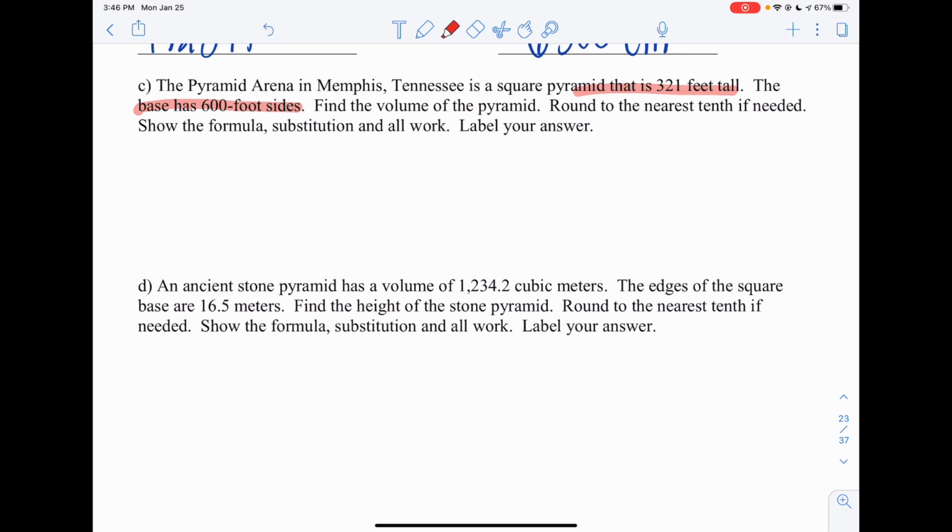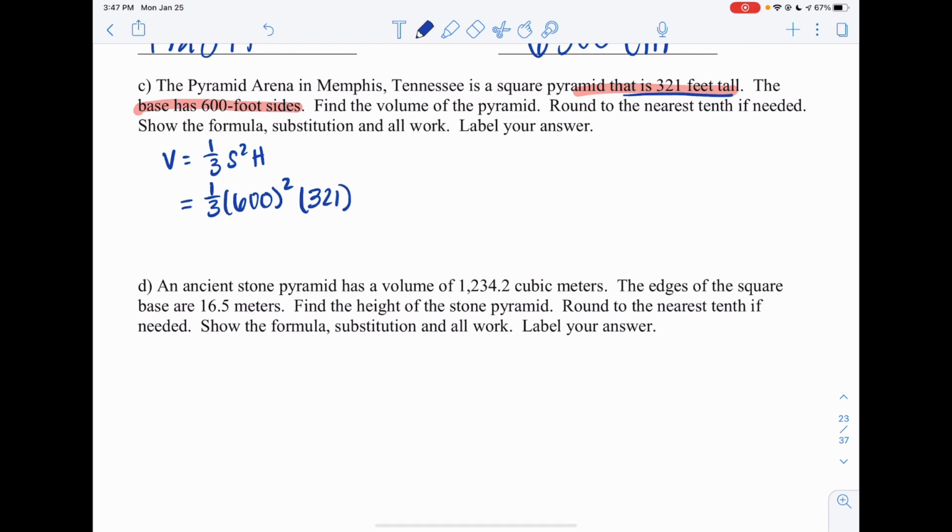Okay, so my first step is going to be writing down my equation, which is V is equal to 1/3 times S squared times the height. Okay. My next step is going to be to start substituting my values. So I have 1/3. I'm plugging in 600 squared for my sides because it says the base has 600-foot sides. And then my height of the pyramid is given to me in the very first sentence, which is 321.